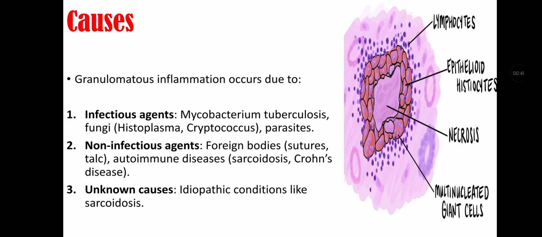Causes of granulomatous inflammation include infectious agents like Mycobacterium tuberculosis, fungi, and parasites. There are also non-infectious agents that can cause granulomatous inflammation, like foreign bodies and autoimmune diseases like sarcoidosis and Crohn's disease. There are also unknown causes, that is idiopathic conditions like sarcoidosis.